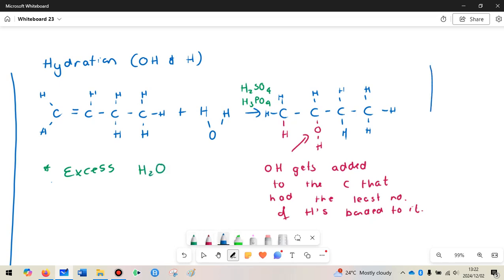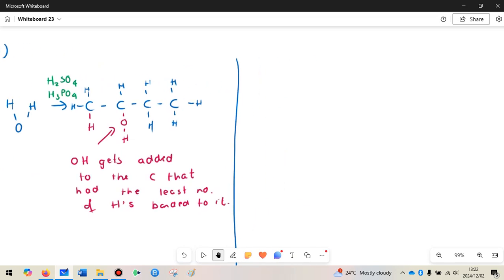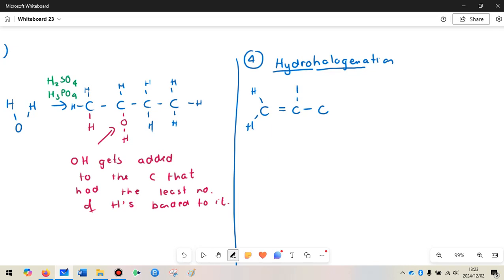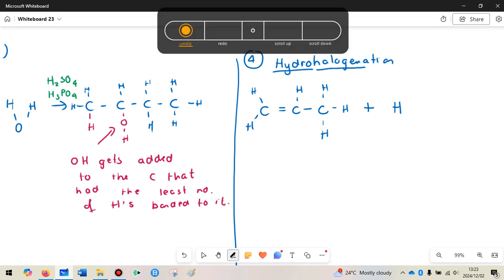Then moving on to the last addition reaction, which is now going to be adding a hydrogen and a halogen. So the word is hydrohalogenation. You're adding a hydrogen and a halogen to this. And once again, you're going to see we have an option of where to add the halogen, in inverted commas, the important part of the molecule that you're adding. So I'm going to add HCl.